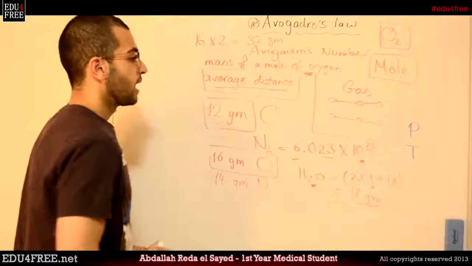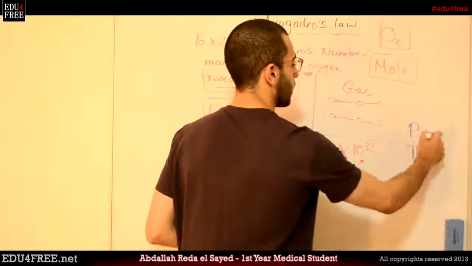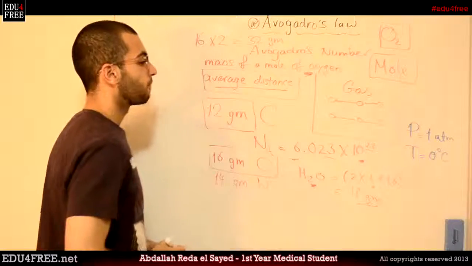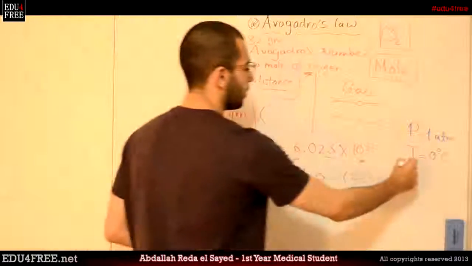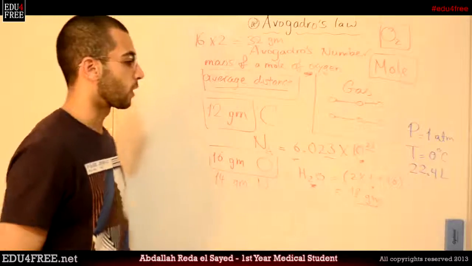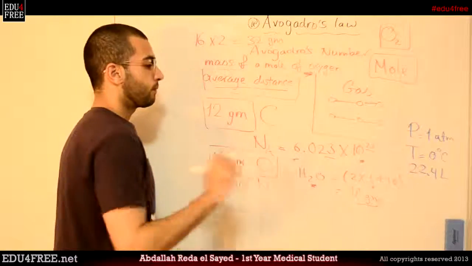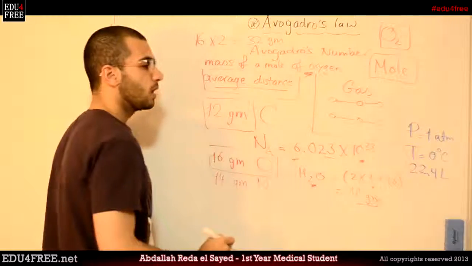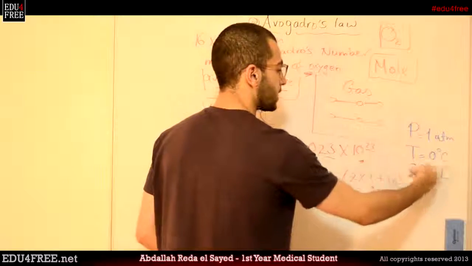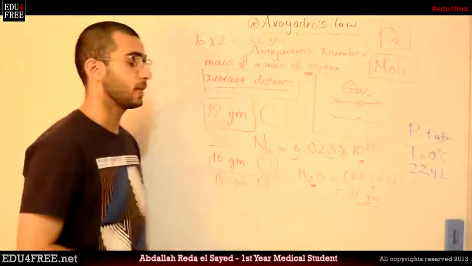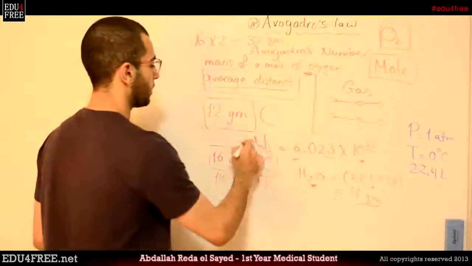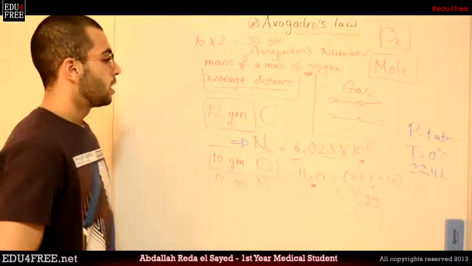So it was found that at a pressure of 1 atmosphere and a temperature of 0 degrees Celsius, the volume of the mole was 22.4 liters. So if we have 1 mole of a substance, its volume is 22.4 liters at 0 degrees Celsius and a pressure of 1 atmosphere, and the number of atoms or particles or molecules it will contain will equal Avogadro's number.